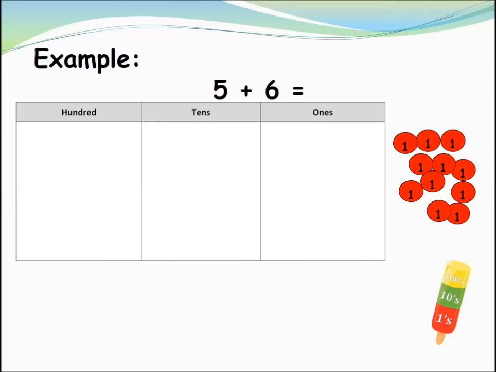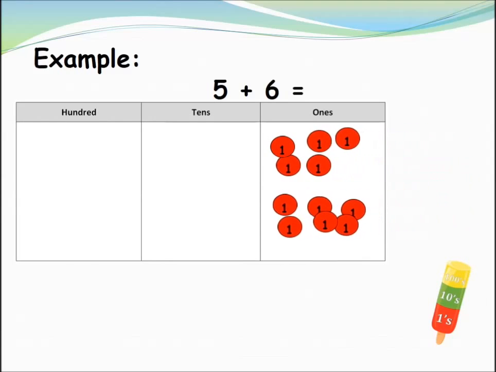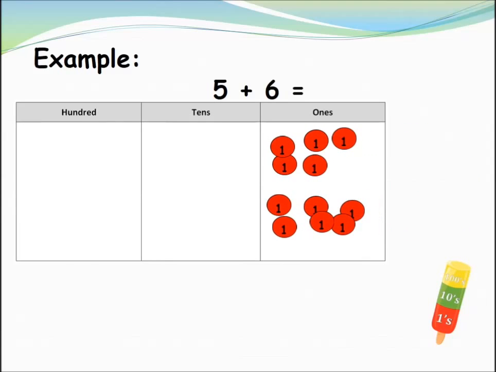Let's take a look at an example using the place value mat. I have the equation 5 plus 6, which is really 5 ones plus 6 ones. When you add them all together, 5 ones plus 6 ones on your mat, you're going to get 11 ones. Well, right away, that lets you know that's more than 9 disks. So I'm going to have to regroup.